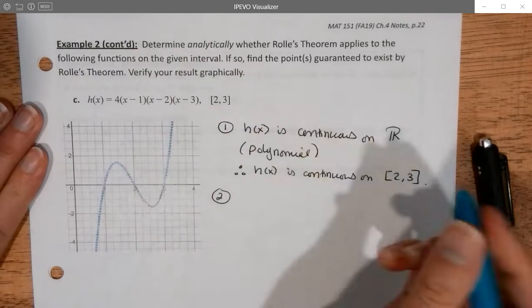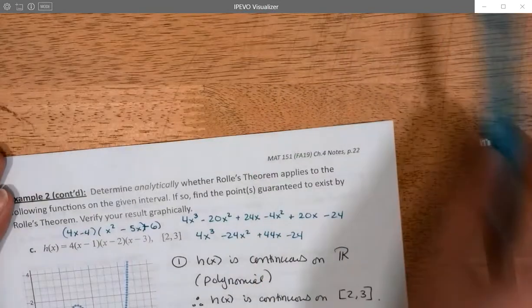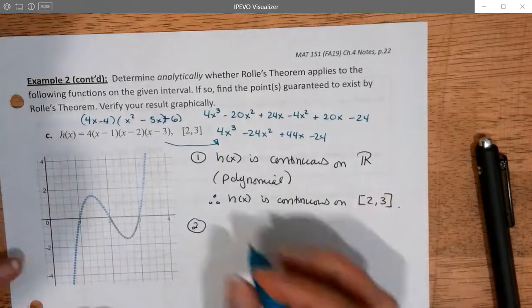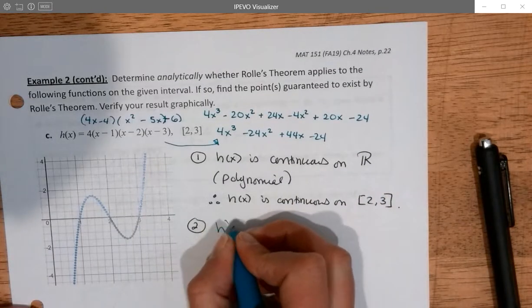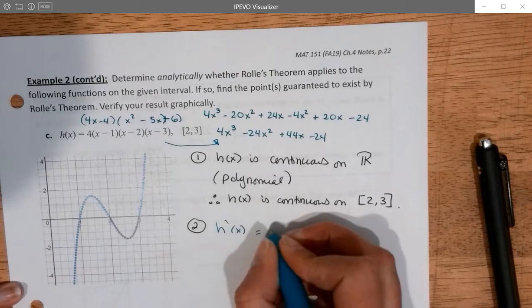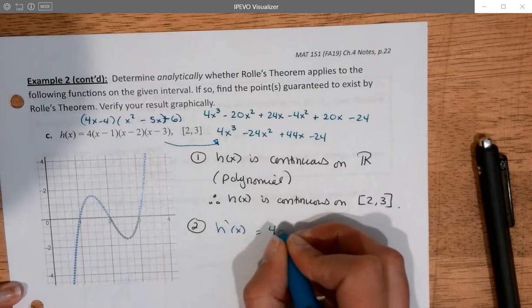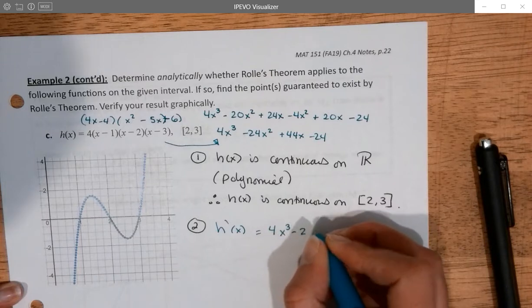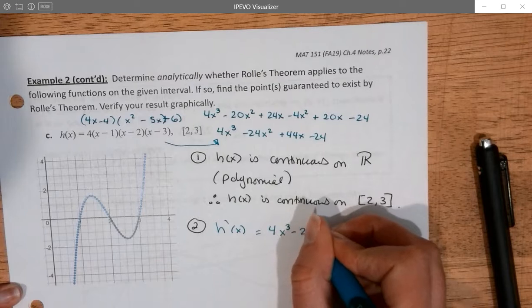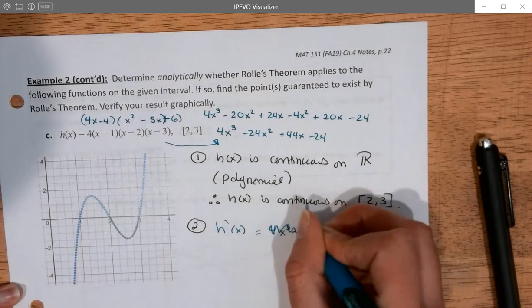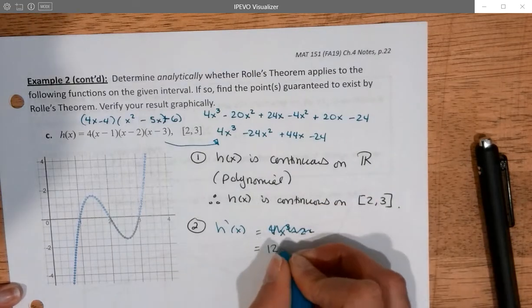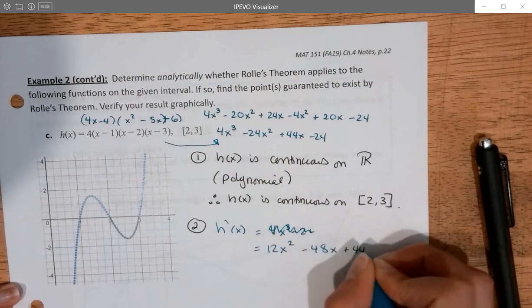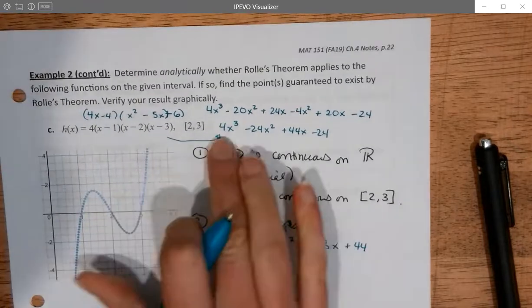So this is, okay, so there I've got it multiplied out, make it easier to find the derivative for us. So the derivative h prime of x is 4x cubed minus, I forgot to do the derivative. I was writing the original function again. Okay, so it's going to be 12x squared minus 48x plus 44. There we go. So that's the derivative. Sorry, I started writing another original function again.